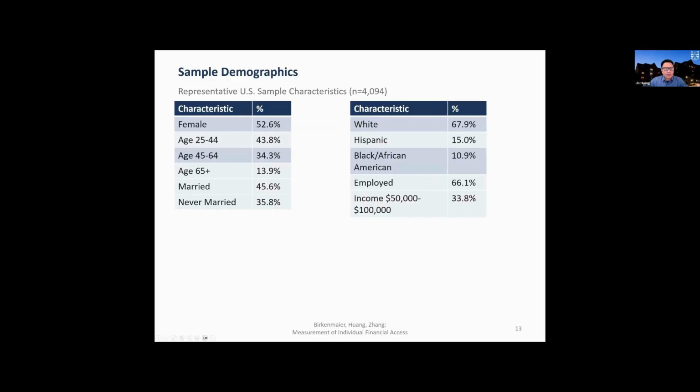On this slide, you can see that representative is probably not the most accurate term here, but the diversity of the sample allows us to test for systematic barriers across different life stages, different populations, and communities.